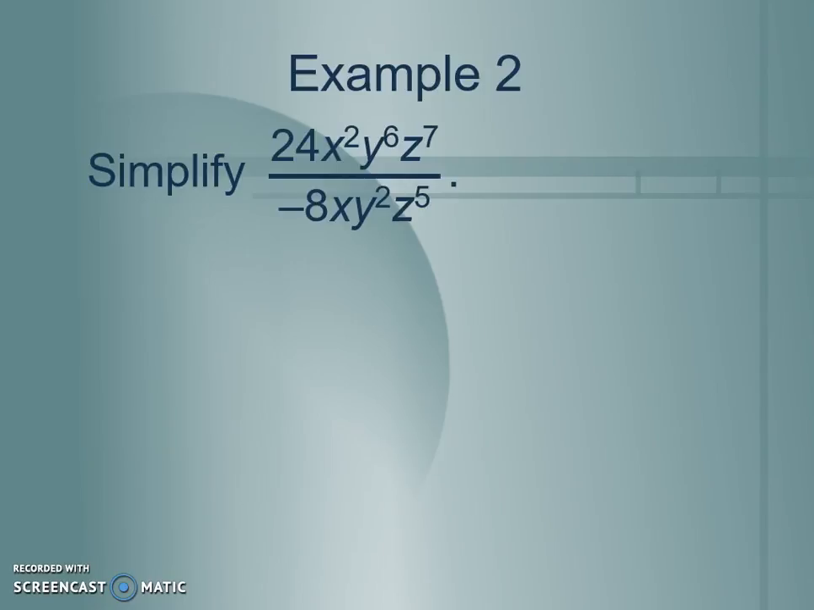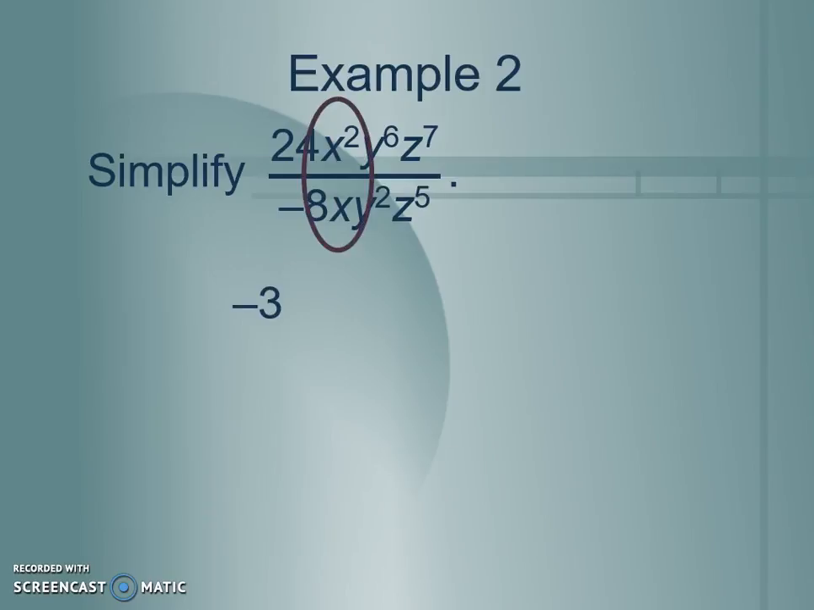So we are simplifying what looks to be this big mess, but once you break it down a little bit at a time, it's really not too difficult. This is where it's really helpful to make sure your variables are all in alphabetical order so they're easily identified. First things first, we have our coefficients. 24 divided by negative 8 is negative 3.